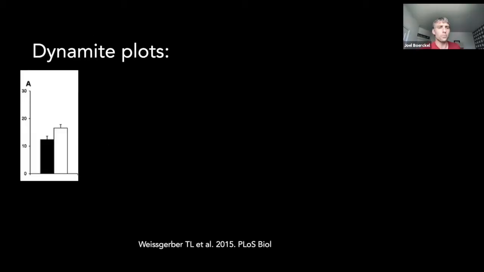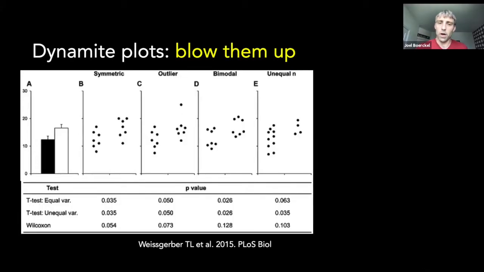Now, how do we do that? Here's a kind of plot that you'll often see in scientific papers. I and lots of others like to call these dynamite plots. And what do we do with dynamite plots, right? This is a bar where the height of the bar represents the mean of the group, and then the error bars, these little whiskers, tell you what the variability in the group is, or standard deviation or standard error of the mean. And what we want to do with the dynamite plot is to blow it up.